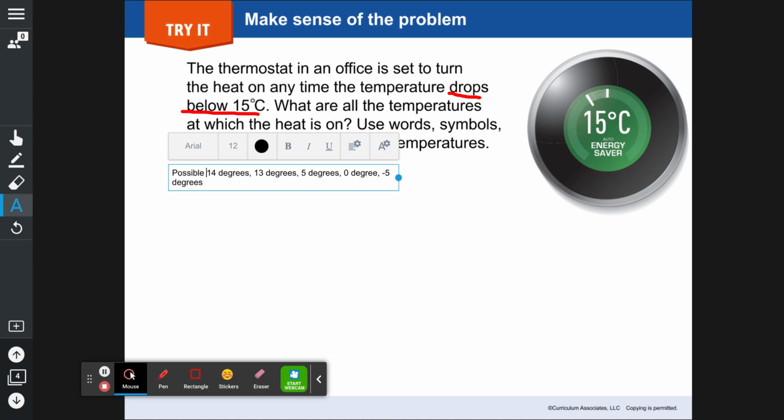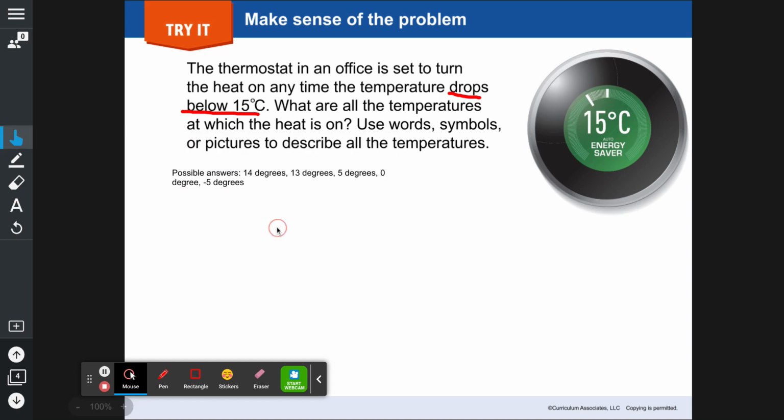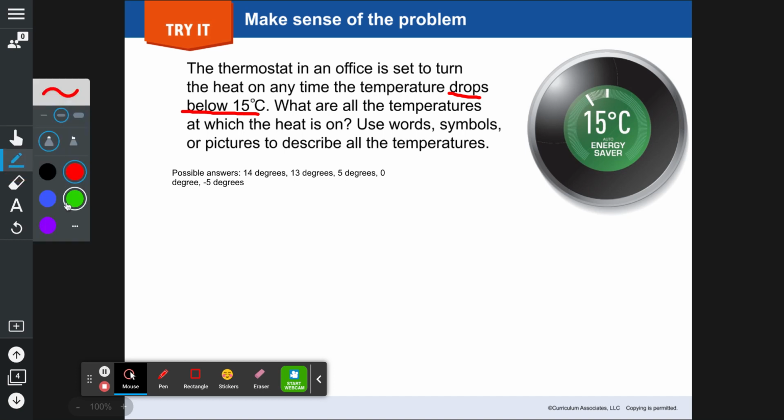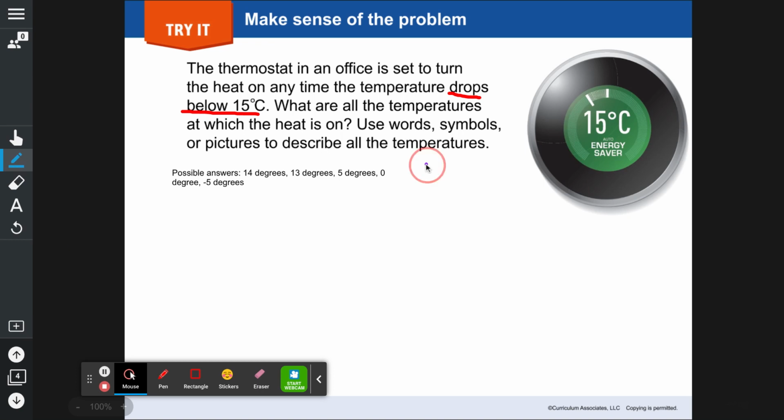So, possible answers. Now, use words, symbols, or pictures to describe all the temperatures. These are some answers that could have worked. Anything that you put that is below 15 degrees could work. If you wanted to draw a picture, you could always draw a number line. Anytime I'm dealing with temperature, I use a vertical number line, because a thermometer is typically vertical, up and down.